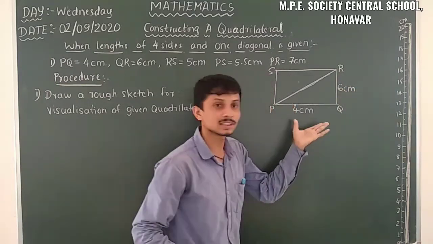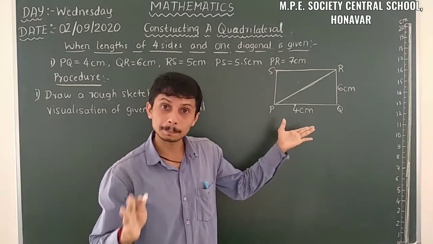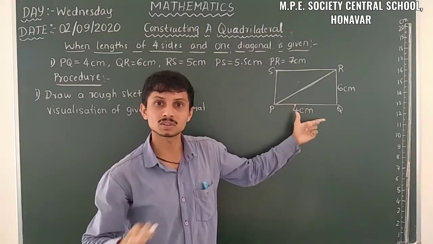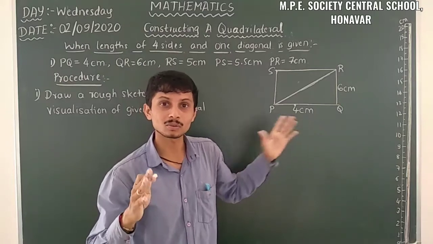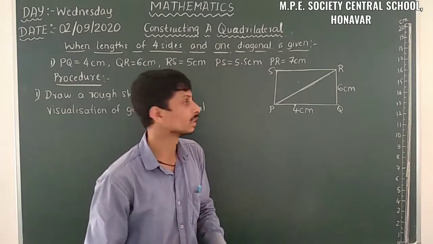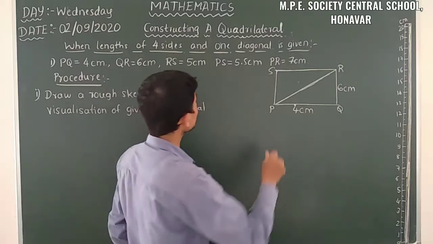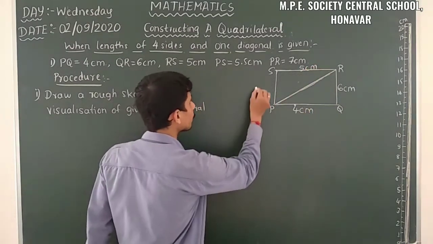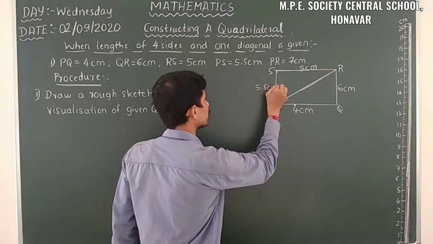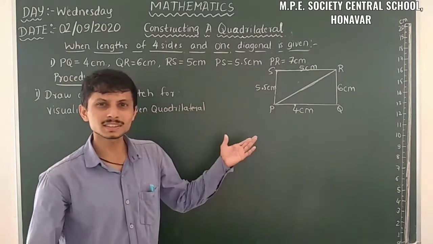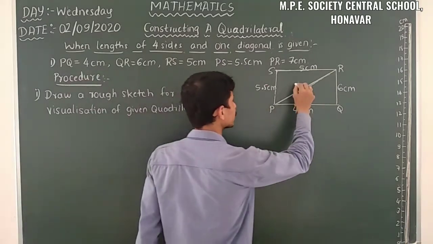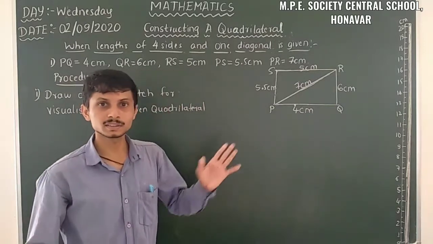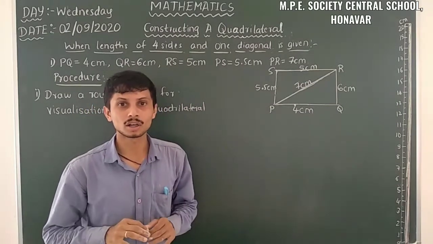So just observe, 4 centimeters looks high here, but it's a rough sketch. Don't bother about length in a rough sketch. We have to visualize the things only. Then RS is equal to 5 centimeter. And PS is equal to 5.5 centimeter. Then PR is equal to 7 centimeter. So this is the rough sketch. We have to visualize all the things here.